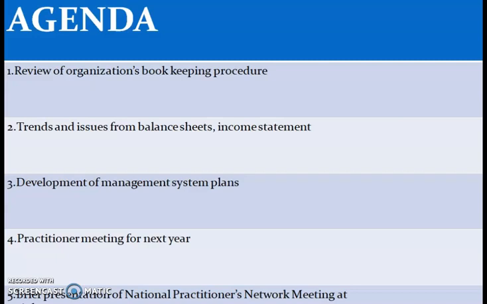The first agenda is review of organization's bookkeeping procedure. Second one, trends and issues from balance sheets, income statement. Third one, development of management system plans. Fourth one, practitioner meeting for next year. Fifth one, brief presentation of National Practitioners Network meeting at Atlanta.